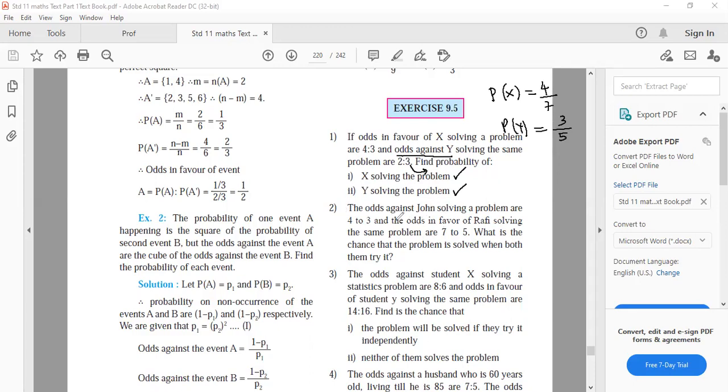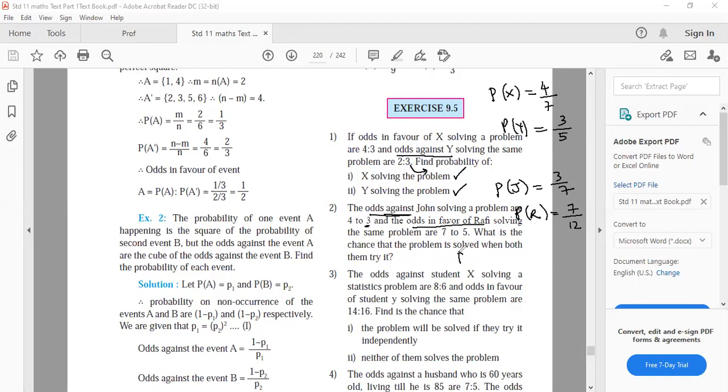Odds against John solving the problem is 4:3. So it's against, so your probability will be how much? 3 by 7. Odds in favor of Rafi solving the problem is 7:5. So probability of R solving is 7 upon 12. What is the probability that the problem is solved by both of them if they try independently?